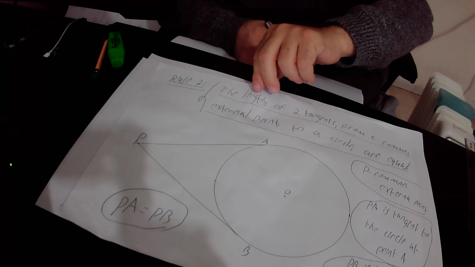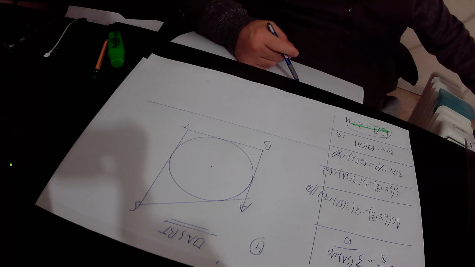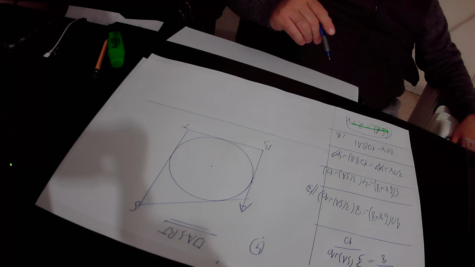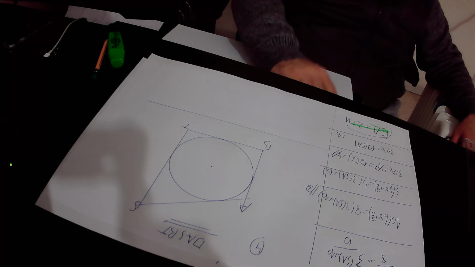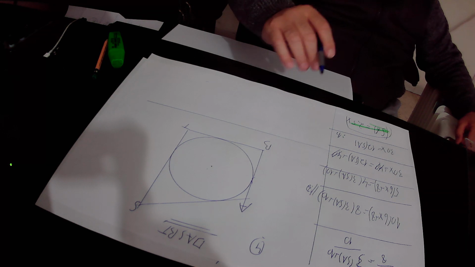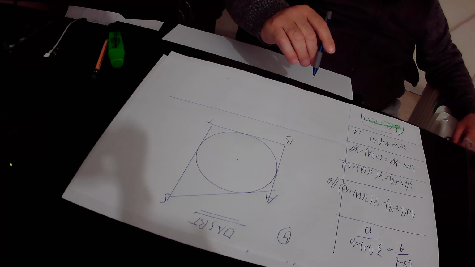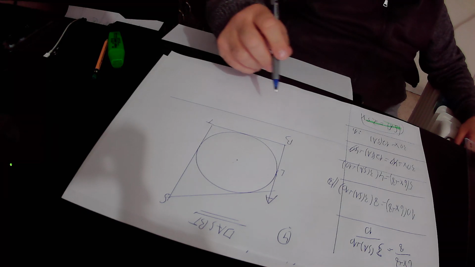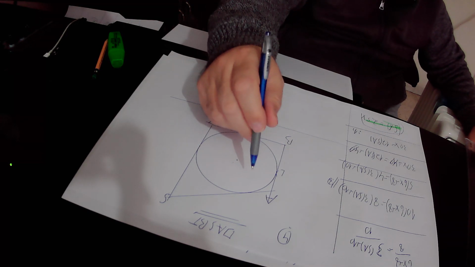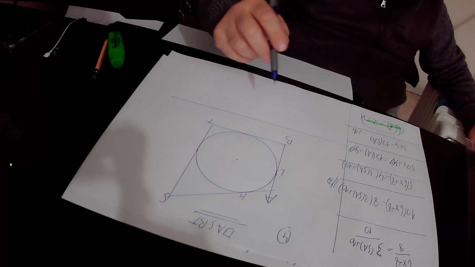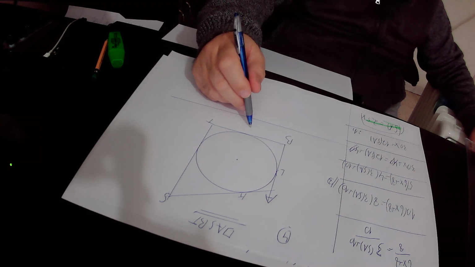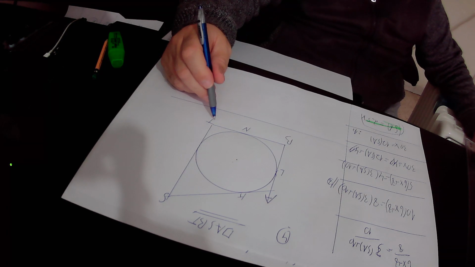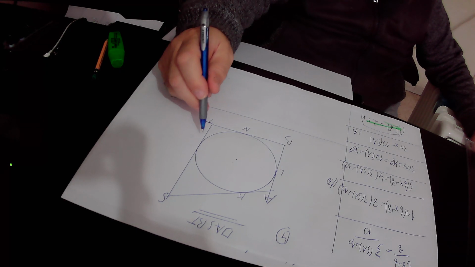We can implement rule 2 in our drawing. But before that, we define the point of tangency of tangent AB with this circle as L. We define the point of tangency of tangent AS with this circle as K. We define the point of tangency of tangent BT with this circle as N. And finally, we define the point of tangency of tangent ST with this circle as H.